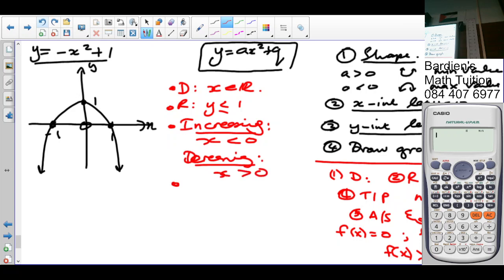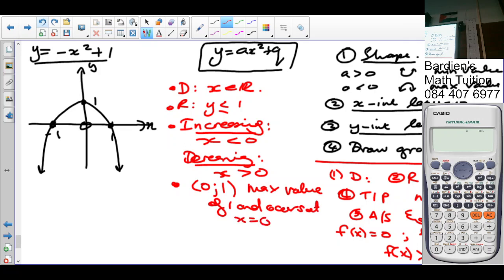Number 4, turning point. What are the coordinates of the turning point? (0, 1). What can we say about this? This graph has a maximum value of 1 and it occurs at x equal to 0. I missed this one on the last question: the equation of the axis of symmetry.